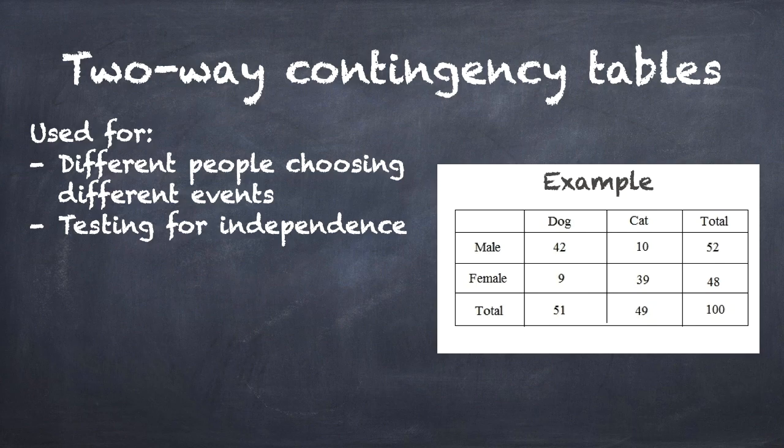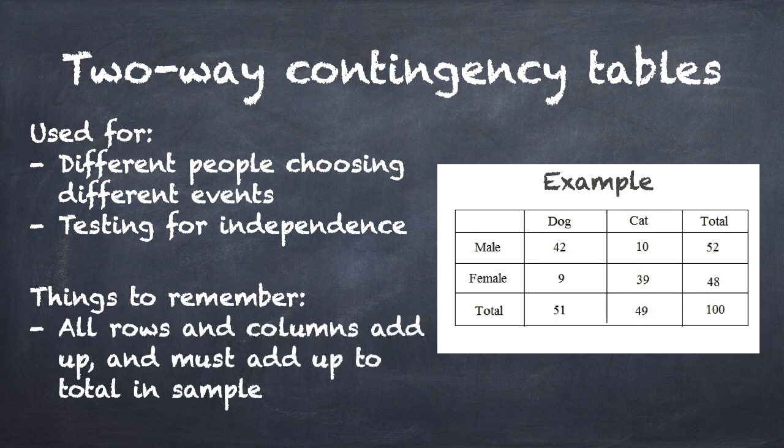But something you have to remember is all the rows and the columns have to add up. So in this example, the males 42 plus 10 is 52. For the females, 9 plus 39 is 48. When I look at the dogs, 42 plus 9 is 51. And for the cats, 10 plus 39 is 49. And then both of those columns, or the column and the row, must add up to 100. That's important because that gives me my sample space.